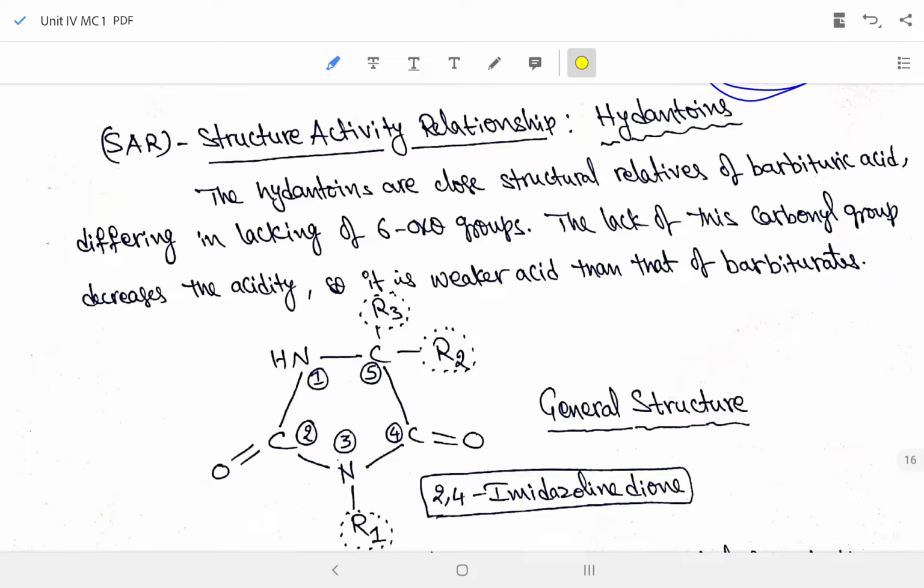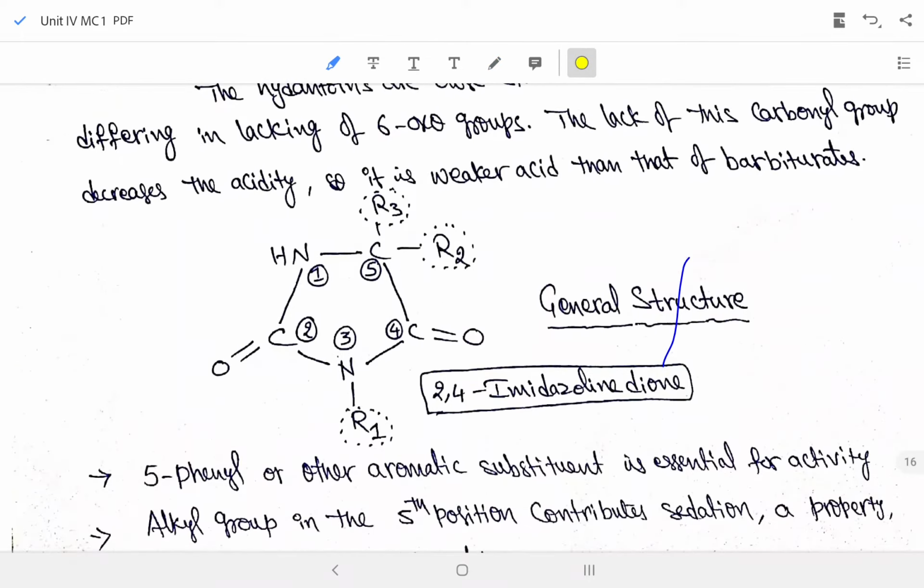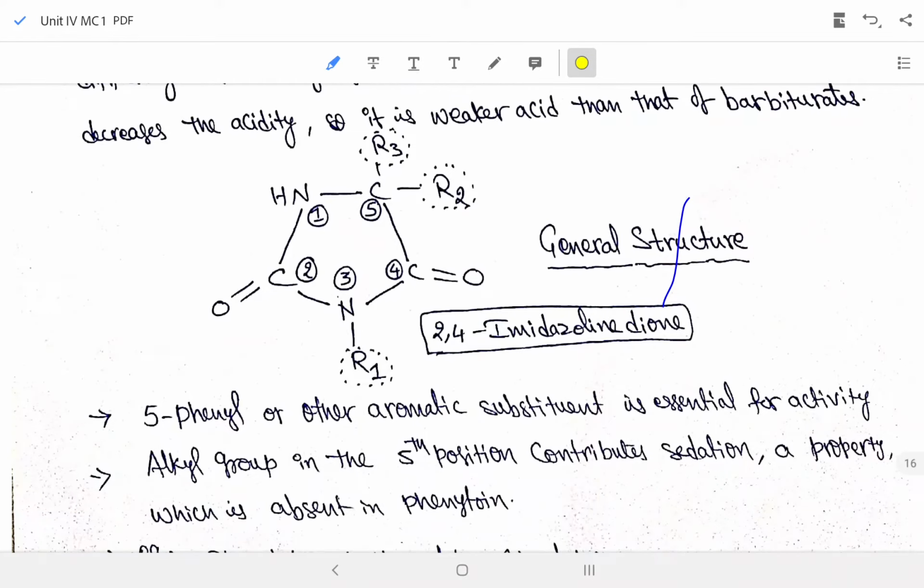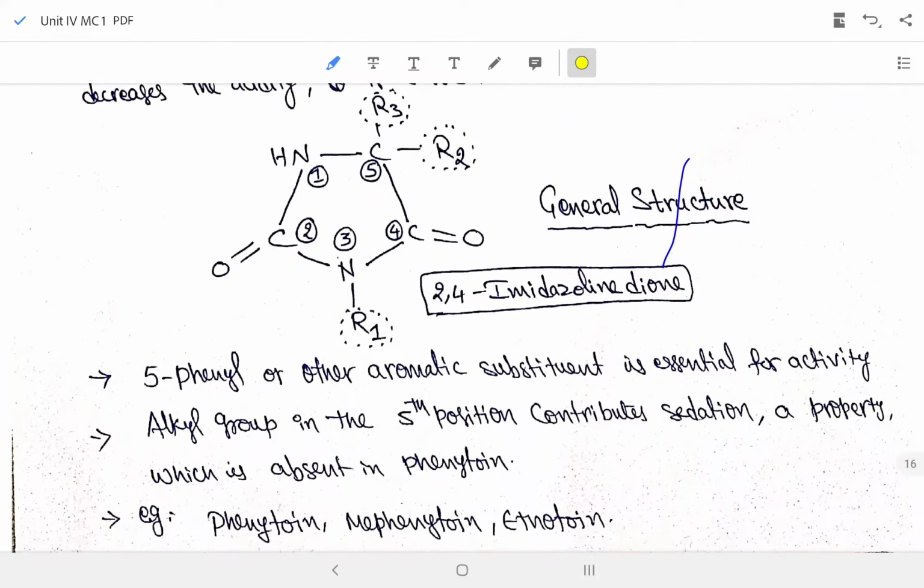The lack of this carbonyl group decreases the acidity, so it is a weaker acid than that of barbiturates. Barbiturates are more acidic than the hydantoins. The acidic property of the drugs comes into play when the protonation concept comes in, and that acidity determines the solubility of the drug to be absorbed through the intestinal gut.